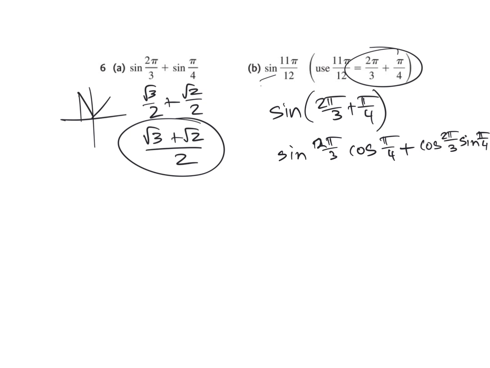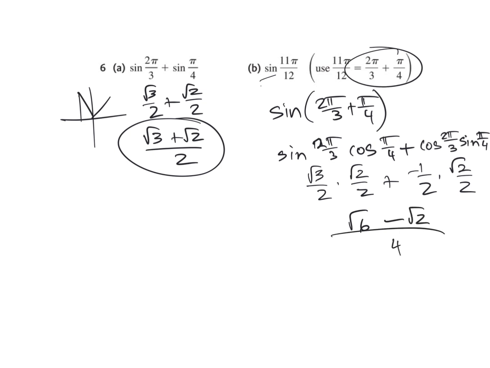All right, so what is the sine of 2 pi over 3? Square root of 3 over 2. Cosine of pi over 4, square root of 2 over 2. Cosine of 2 pi over 3 is negative 1/2. And the sine of pi over 4 is square root of 2 over 2. So here we have the square root of 6 minus the square root of 2 all over 4.